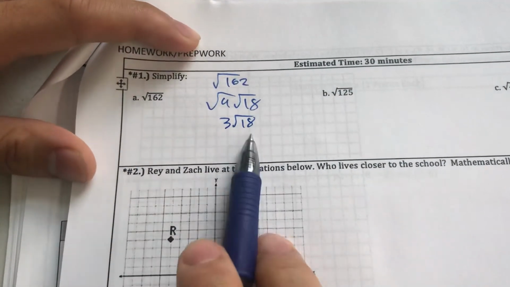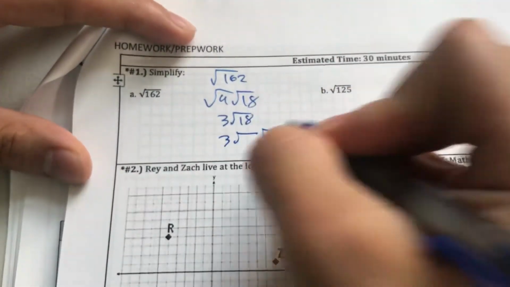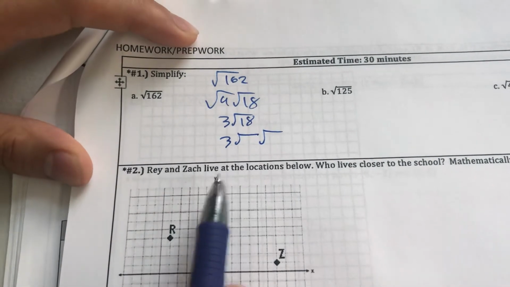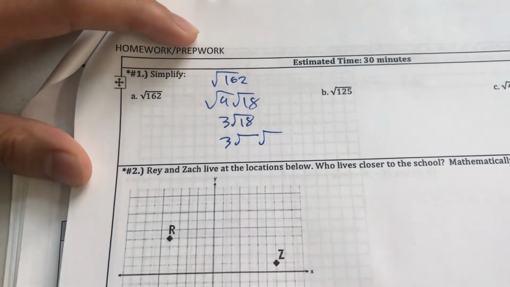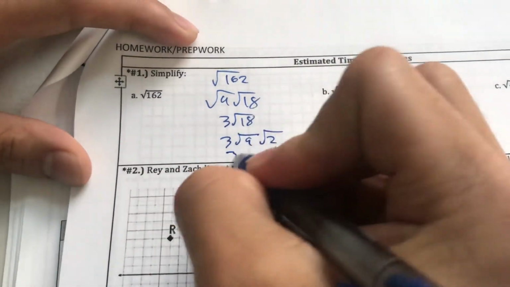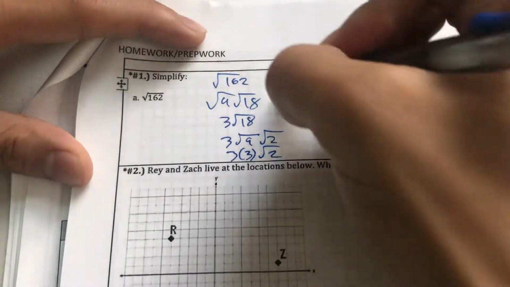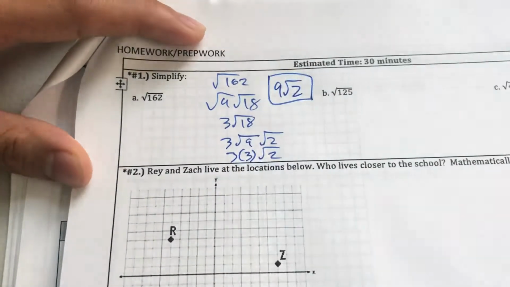Wrong. 18 can be simplified, right? A little bit more. So you can split 18 up. What's a perfect square that's divisible by 18? That's going to be a 9 and a 2. And so it's going to be 3 times 3 root 2. And so the final answer to this would be 9 radical 2. Okay, that's the answer to A.